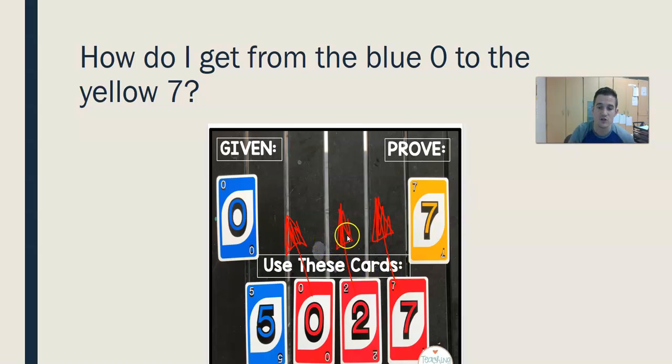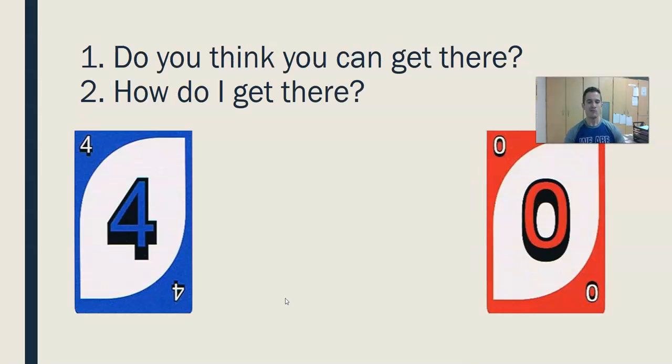That's not the only way you could do it. You could eliminate this red 2, just go straight from red 0 to red 7. That would work. I have this 5 here, but notice that's not helpful at all. I don't even use it. I can't use it. It's in my hand. I have that card, that tool available to me, but it's not very helpful in trying to get from point A to point B like I am here.